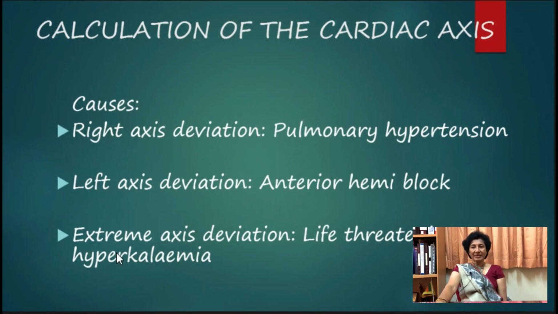But in all 3 leads, lead 1, 2 and 3, if you see positive QRS polarities, that is normal axis. If you see negative QRS polarities in all 3 leads, lead 1, 2 and 3, those patients have extreme axis deviation.